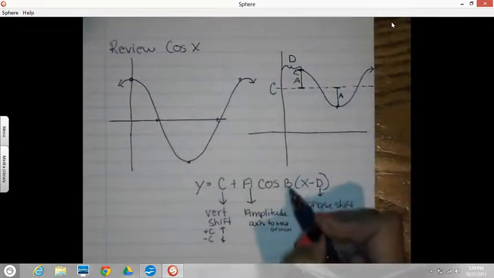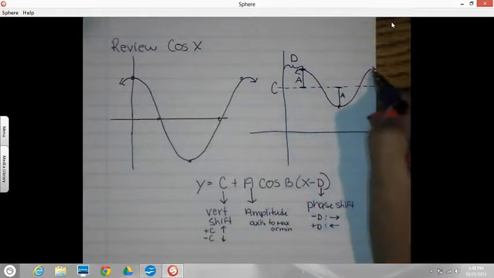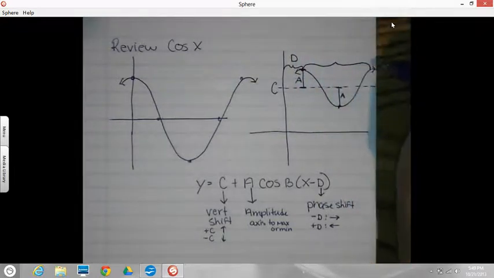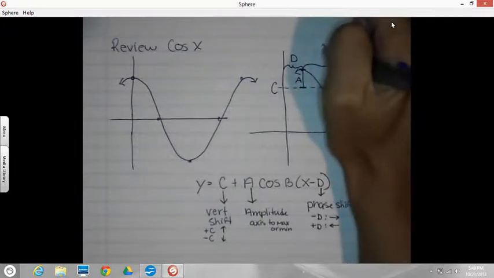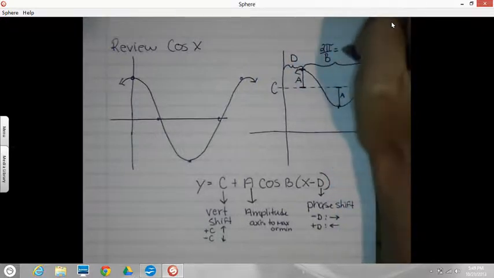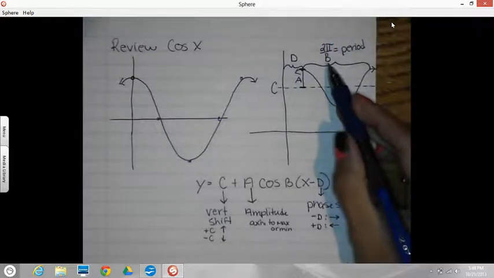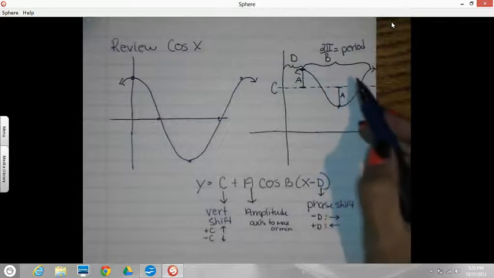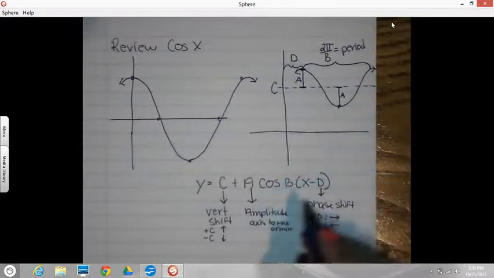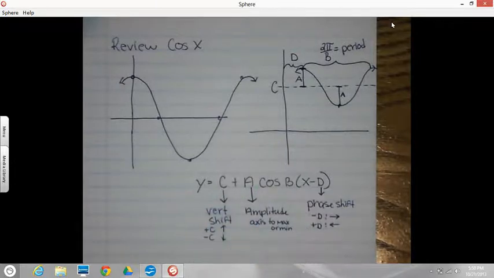Now back to B. B was the number that affected the period length, how long it took to complete one full cycle. So from here to here, from max to max, is considered a full period length, and 2 pi divided by B equals that period. So the B affected the period. It wasn't equal to the period. So what you're going to have to do is give it a situation now. Come up with the equation all on your own, and then we'll do some calculus to answer some questions.